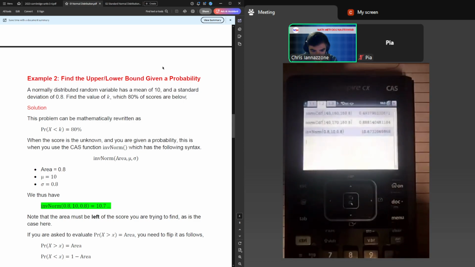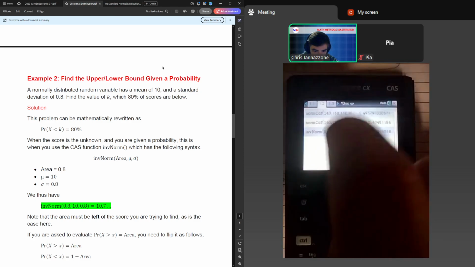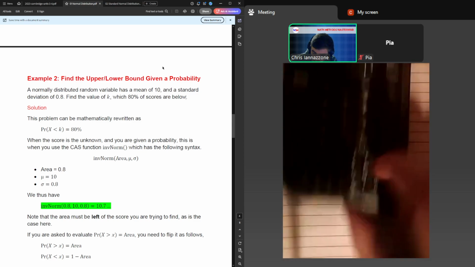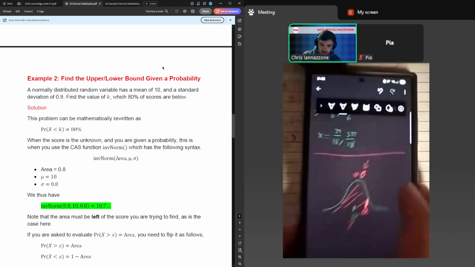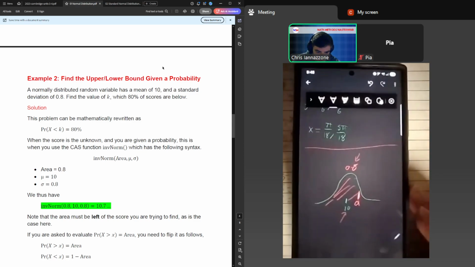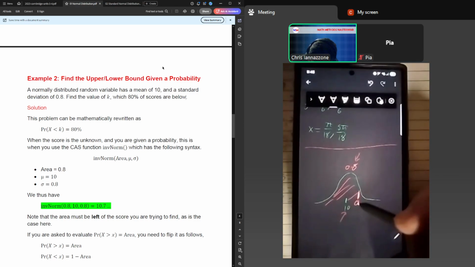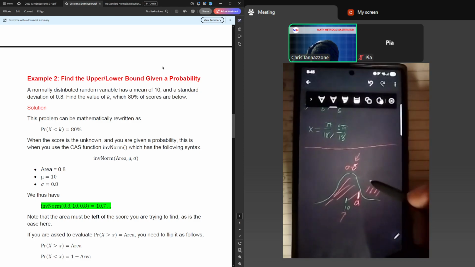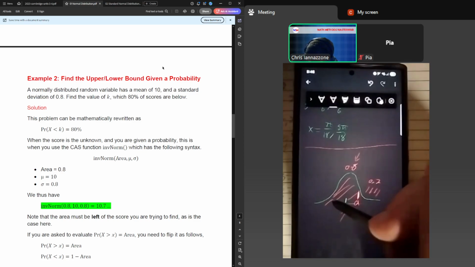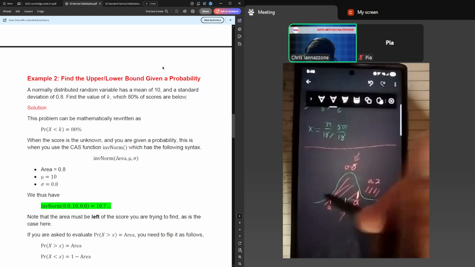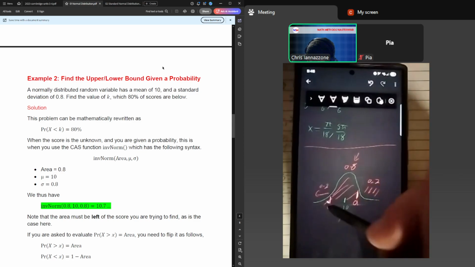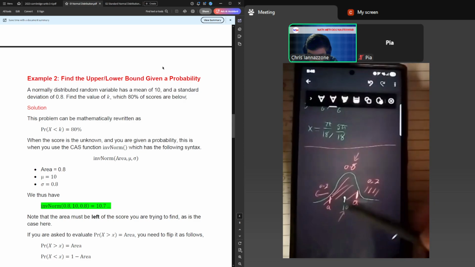Worth pointing out, on the TI Inspire, you have to go left. So what I mean by that is if my question was instead worded as find A for which 20% of scores are above, then you would have to rewrite it in a way where everything is pointing left of the value rather than right of the value. Because if I put 0.2 in a TI Inspire, what you're finding is this spot here, for which there's 20% of the area to the left. So TI Inspire, always left.